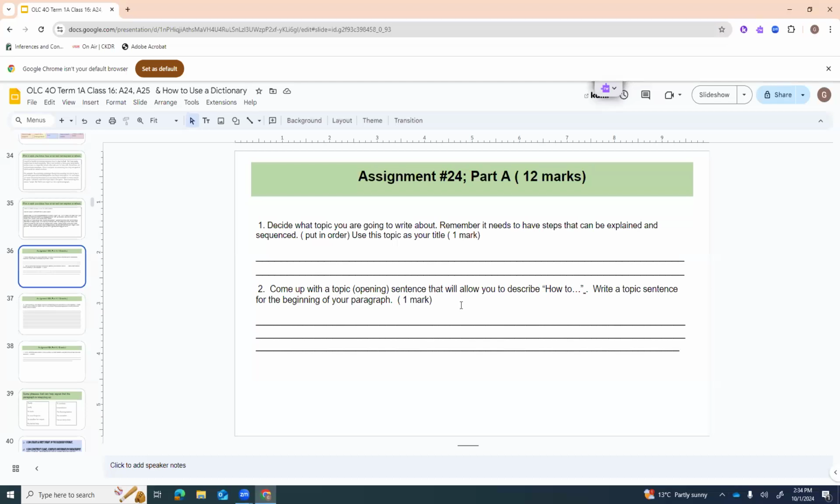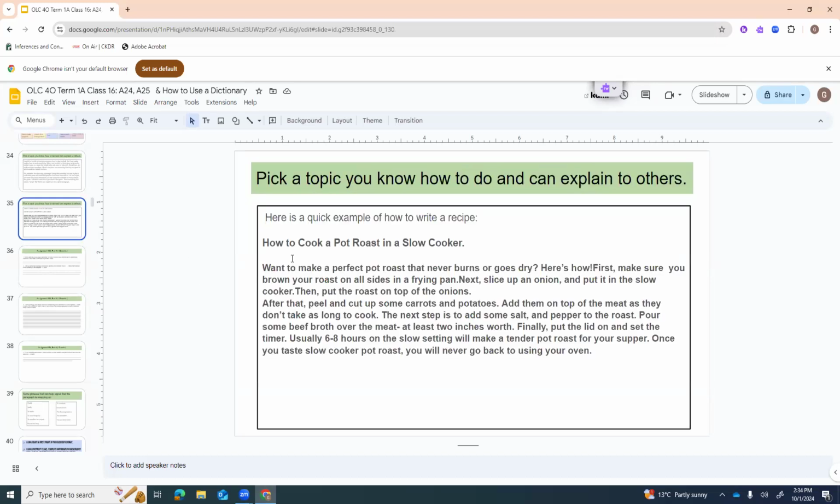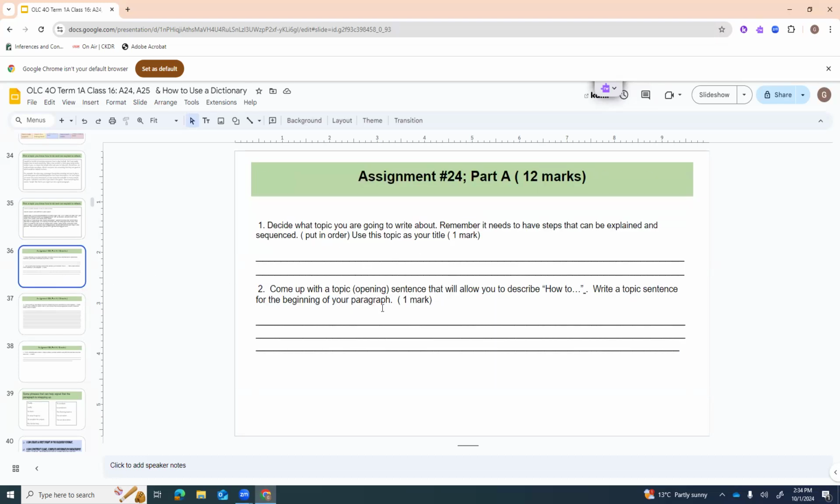Number two, come up with a topic sentence or an opening sentence that will allow you to describe how to. For me, I wrote, want to make a perfect pot roast that never burns or goes dry. So how to make a perfect pot roast? Do you want to know how to? Either way, it kind of comes up to the same thing. And that's your first paragraph. You're going to write it right here though. Don't worry about the paragraph.